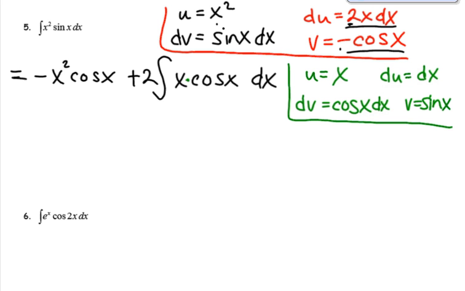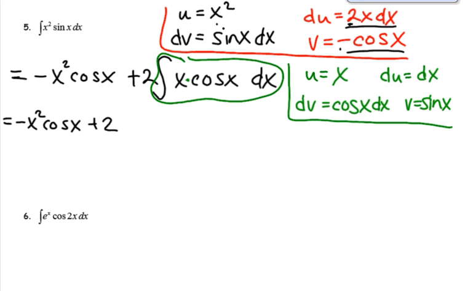Now, this original negative x squared cosine x just stays there, plus 2. Now, what we're doing the integration by parts on, is this piece that I've circled in green. So that whole thing is going to be a new ultraviolet minus super voodoo.